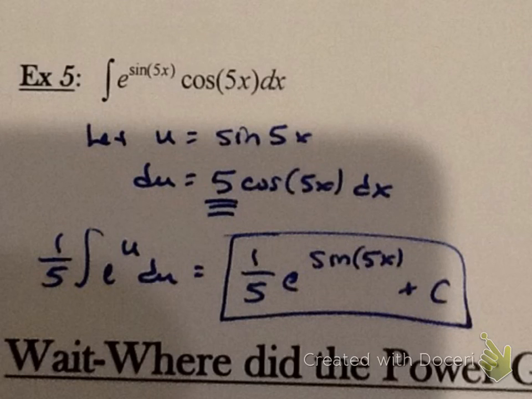And then for example 5, this time we were off by a constant of 5. So again, the idea is if I'm trying to replace cosine 5x dx and make an equal substitution, then look down here. I would have to divide both sides by 5, and then therefore that's where the 1/5 comes in. The du is just in a different place. The 1/5 is a constant. We can take constants out of the integral.